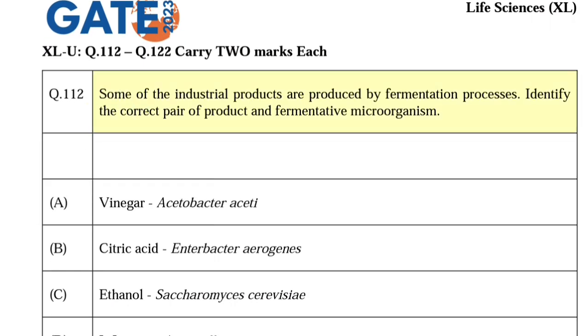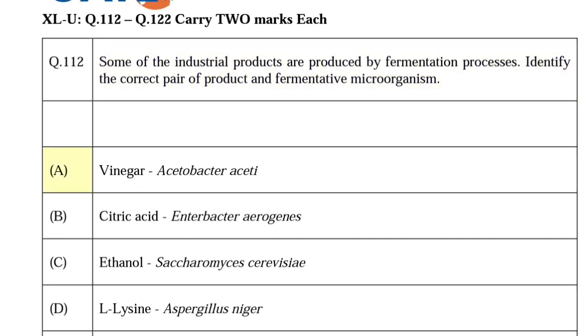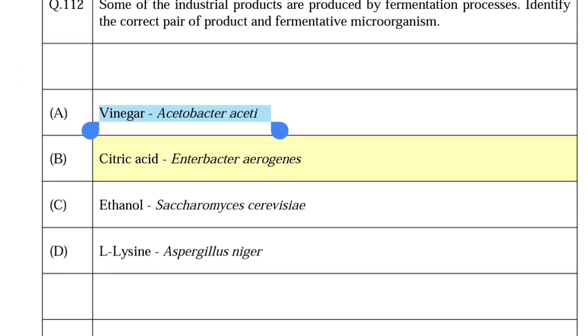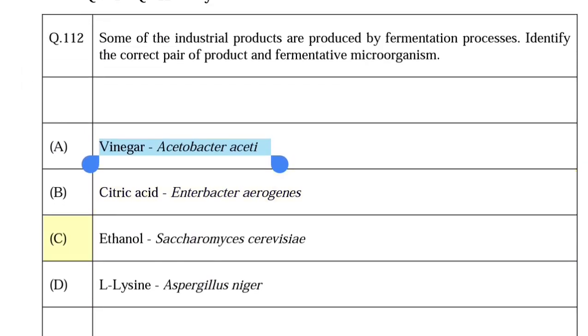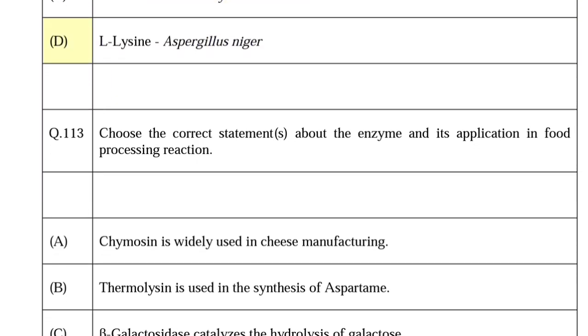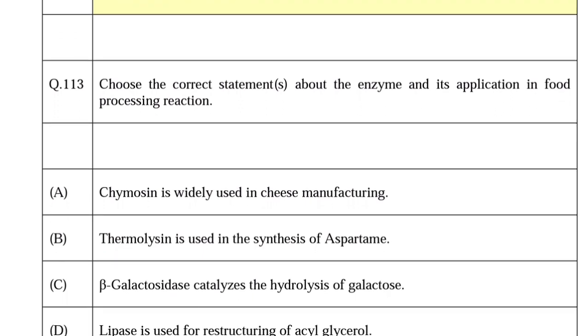Some of the industrial products are produced by fermentation processes. Identify the correct pair of product and fermentative microorganism. A. Vinegar, Acetobacter aceti. B. Citric acid, Enterobacter aerogenes. C. Ethanol, Saccharomyces cerevisiae. D. L-lysine, Aspergillus niger.